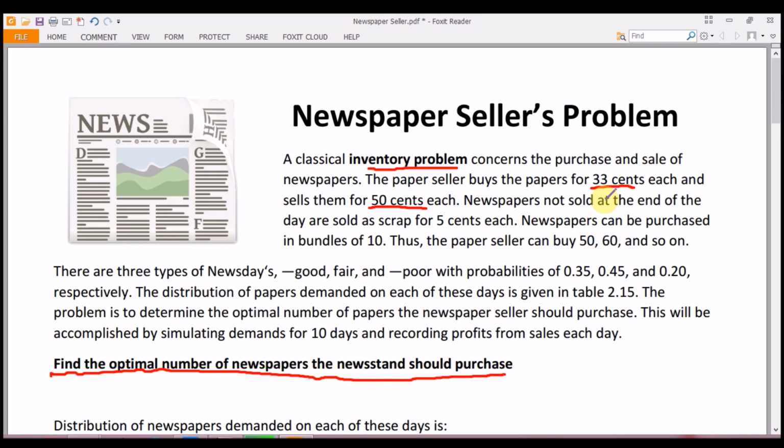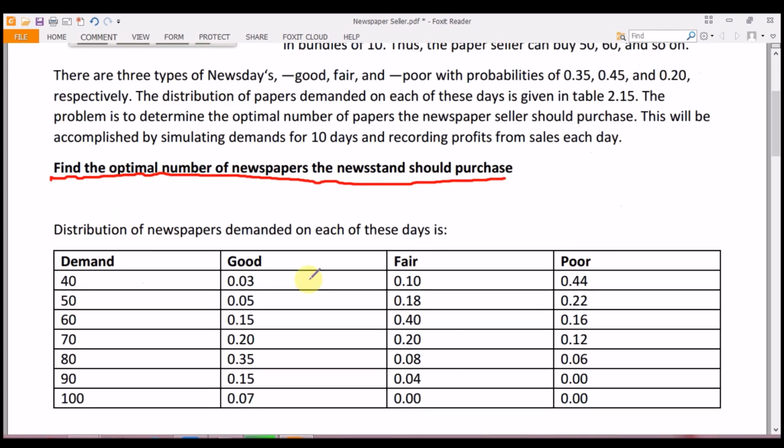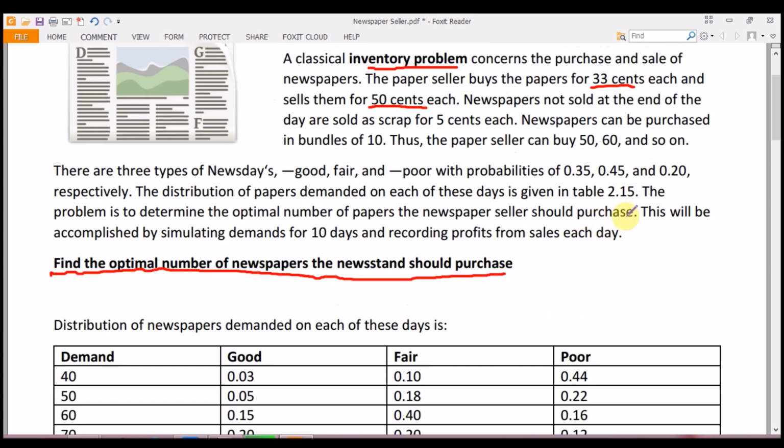There are three types of newsdays: good, fair, and poor. These indicate how the sale was during that day. Was it a good sale, fair or a poor sale, right? With probabilities 0.35, 0.45, 0.20 respectively. So the distribution of papers demanded on each of these days is given. The problem is to determine the optimal number of papers the newspaper seller should purchase.